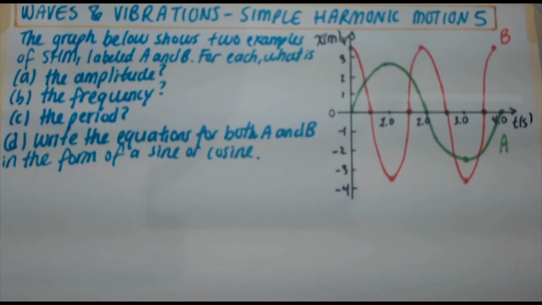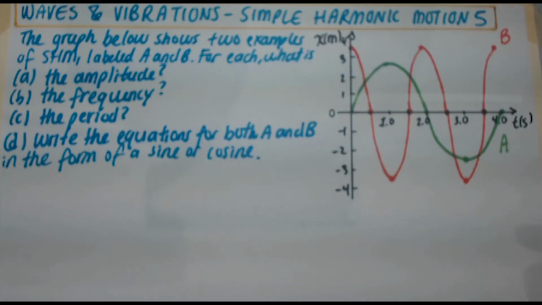Guys, welcome back to the final installment for simple harmonic motion, number 5. The graph below, or rather in this case to the right, shows two examples of simple harmonic motion, labeled A and B. For each, what is A, the amplitude, B, the frequency, C, the period, and D, write the equations for both A and B in the form of a sine or cosine.